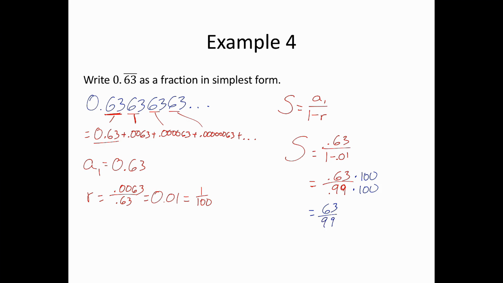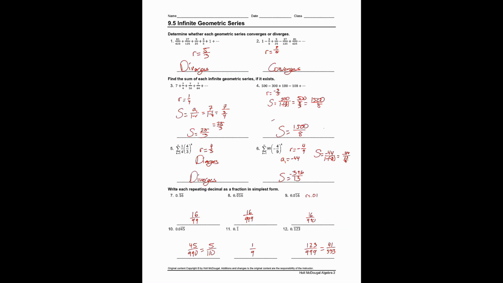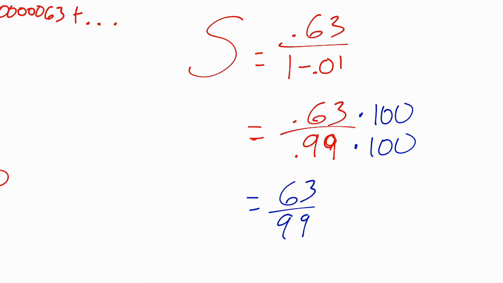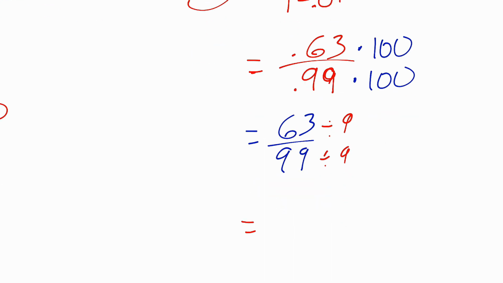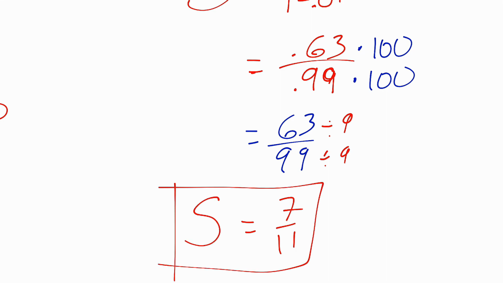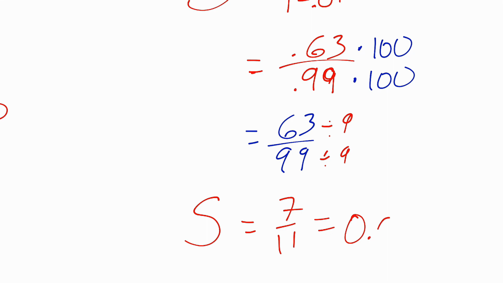However, that is reducible. We can divide both of those. Oops, sorry, wrong button. Try that again. We can divide both the 63 and the 99 by 9, which would end up giving us 7 over 11. So the sum of this infinite series, let me actually rewrite this. The sum of the infinite series is 7 over 11, which is equal to 0.63 repeating.